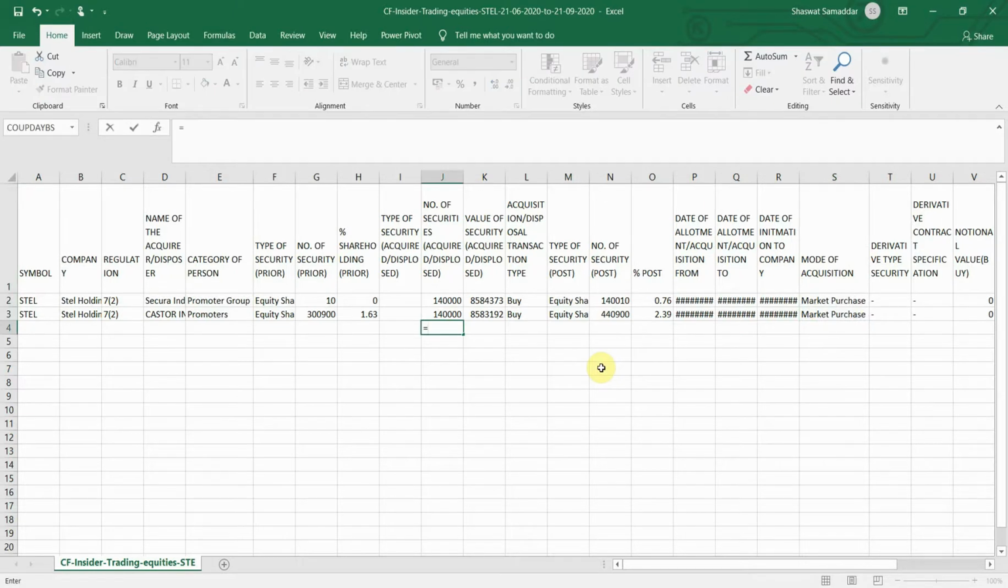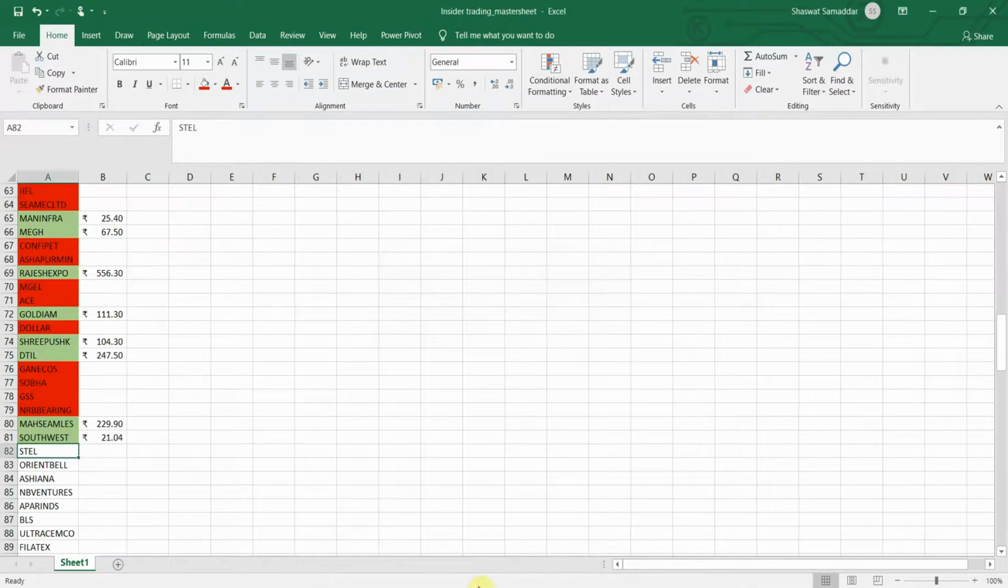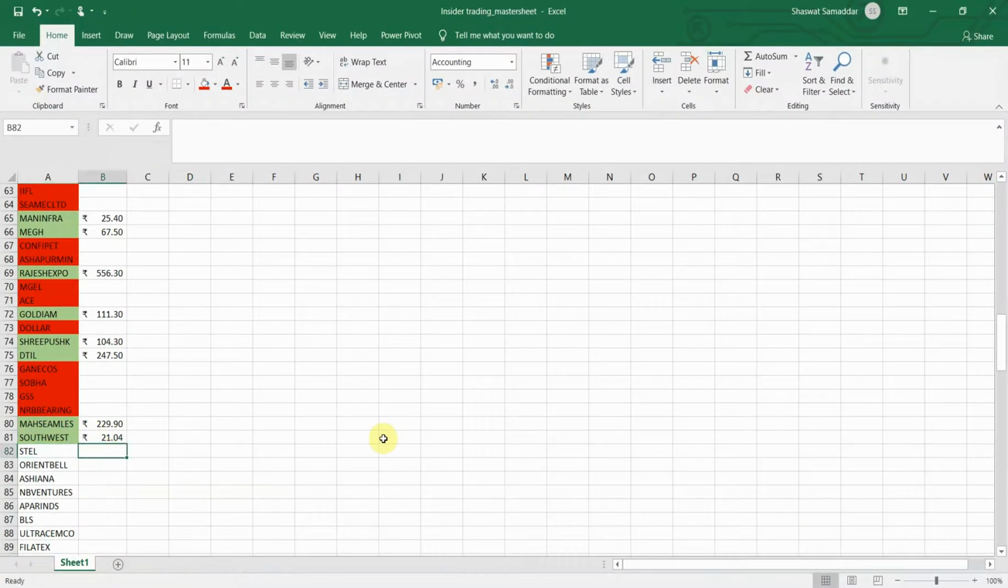Next, we want to calculate the average price at which the promoters may have made a position in this stock. How will we do that? We will divide the total value of securities by the total number of securities. The average price comes to somewhere around 61.3. Let me close this. So the average price point comes to be 61.3 rupees.